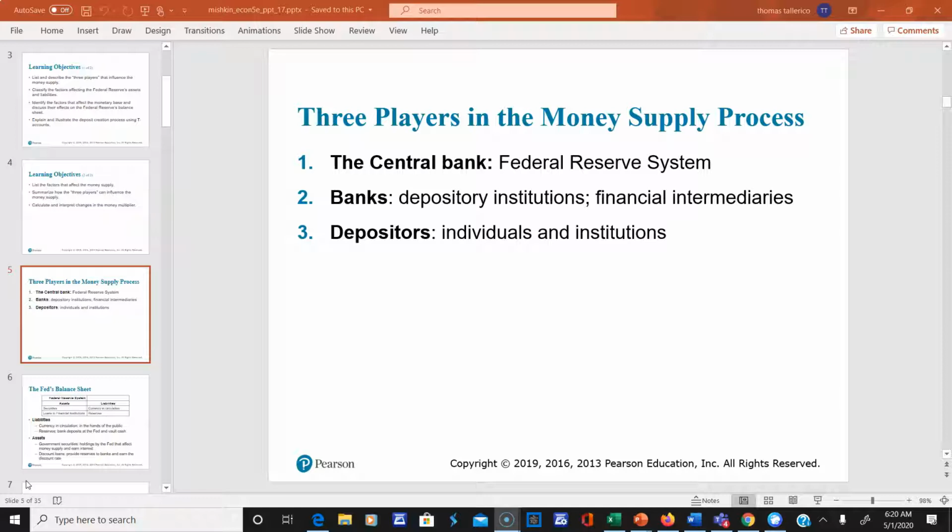I want to make some videos here for Chapter 17, and basically Chapter 17 discusses how the Fed, how the magic of how money is created, how the money supply is created, and how the Fed makes money. The three main characters in this play, so to speak, of money creation are the central bank, which of course is our Federal Reserve System, regular banks, depository institutions, and financial intermediaries, and us, individuals and institutions who borrow and who lend money and put it in savings accounts.